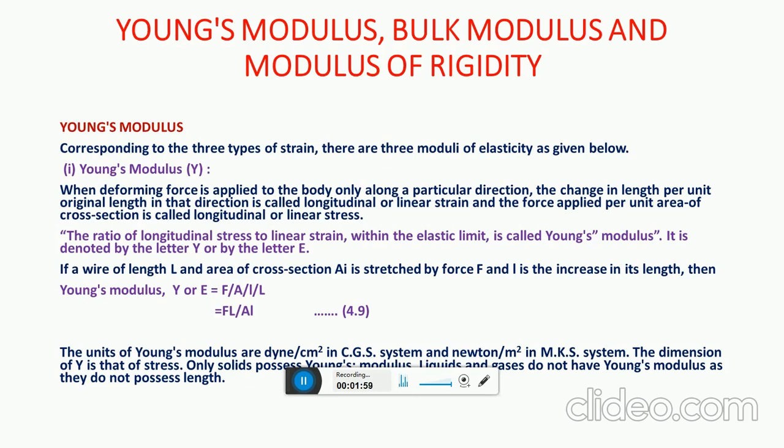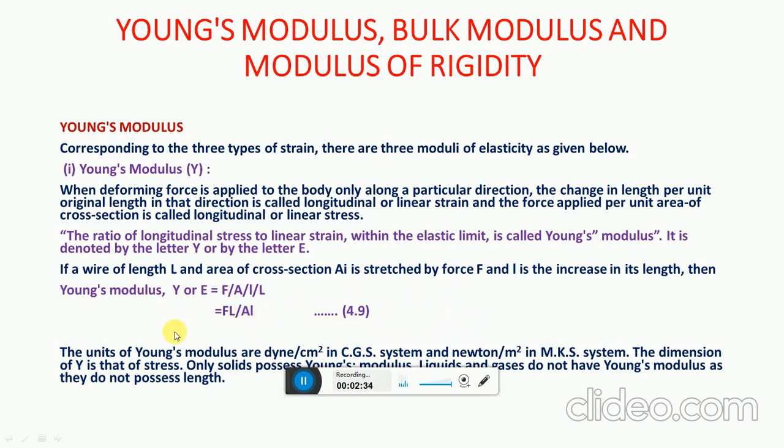Young's modulus is defined as the ratio of longitudinal stress to the longitudinal strain, or linear stress to the linear strain. Using this definition, putting the value of longitudinal stress, that is F upon A, and longitudinal strain small l upon L, where small l is the change in length, and rearranging the terms, Young's modulus Y is given by FL divided by Al.